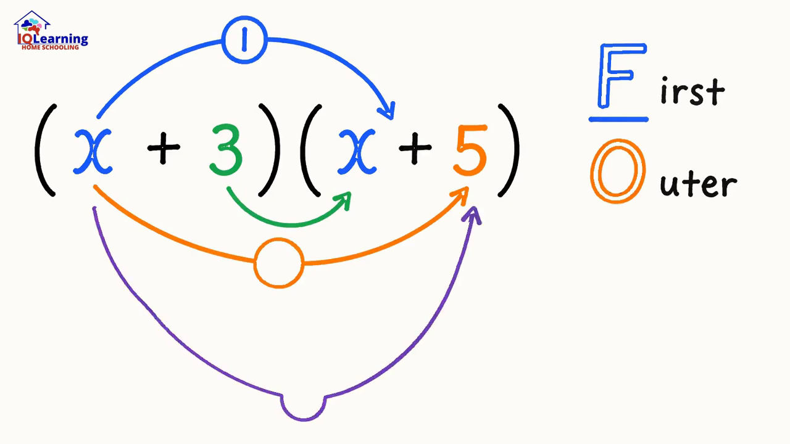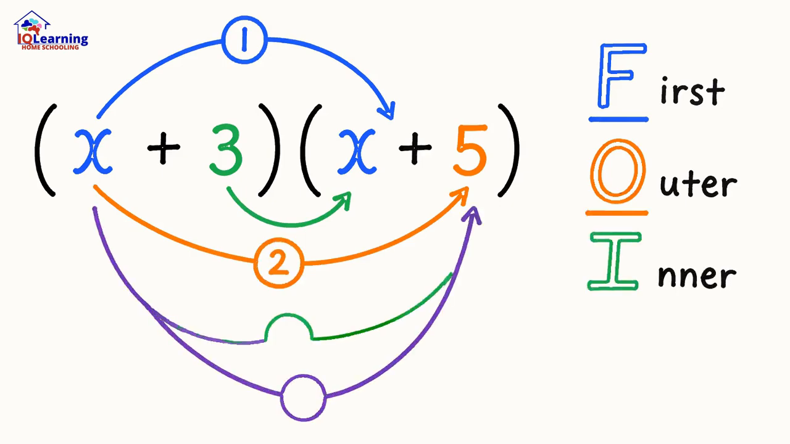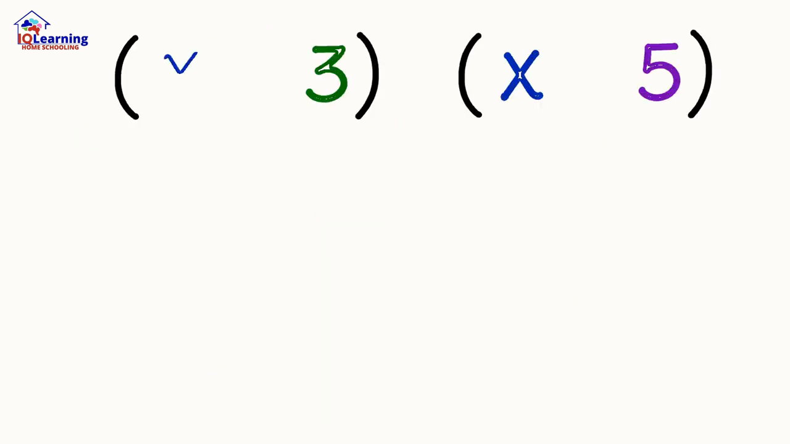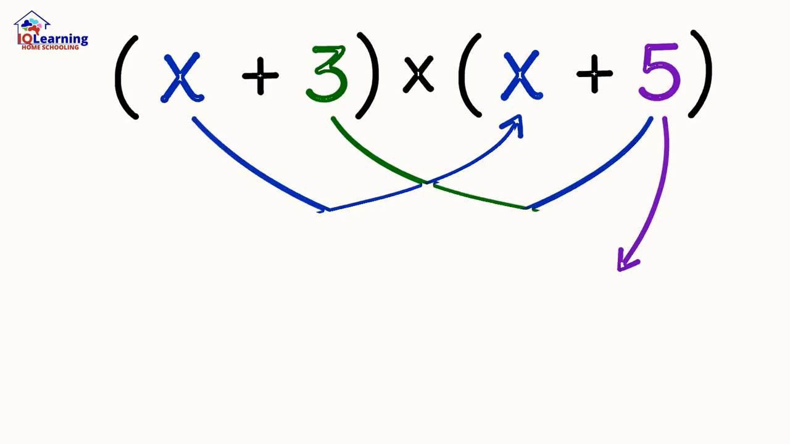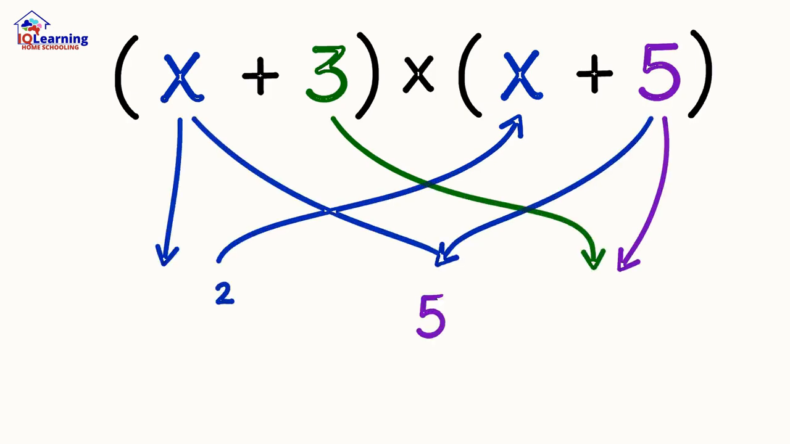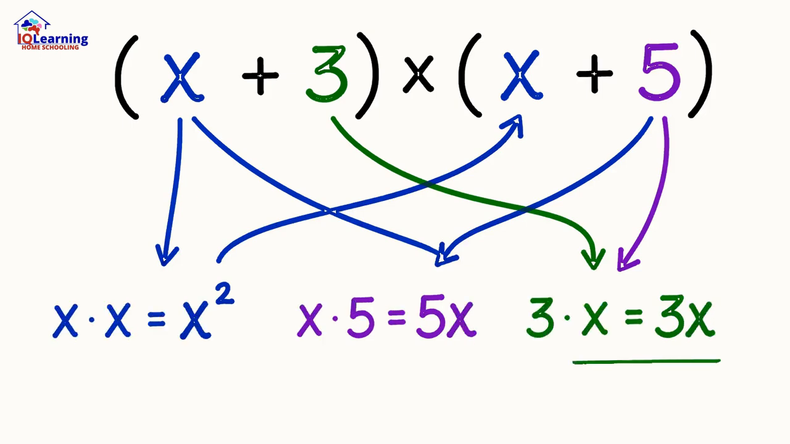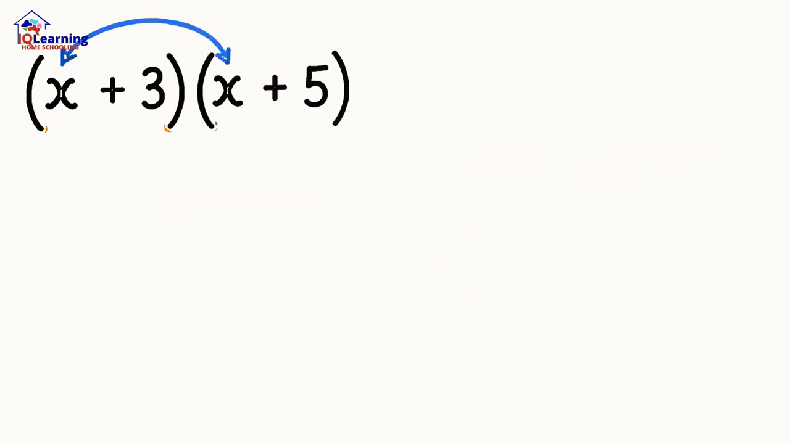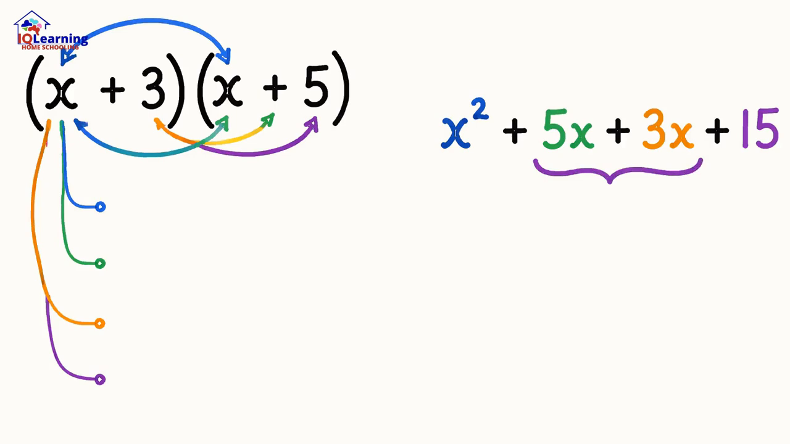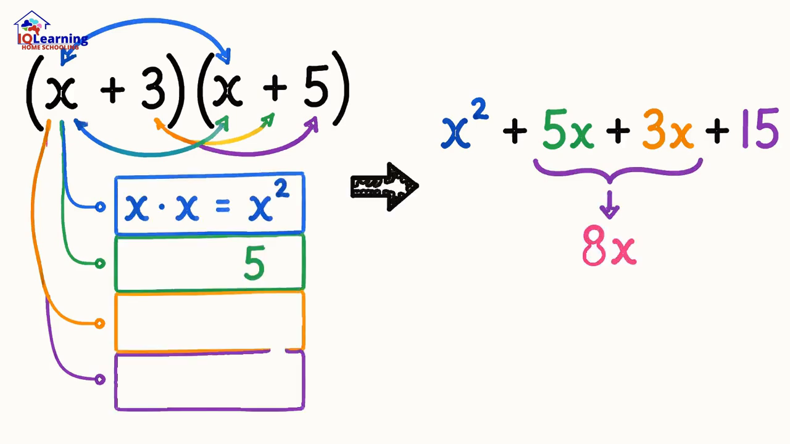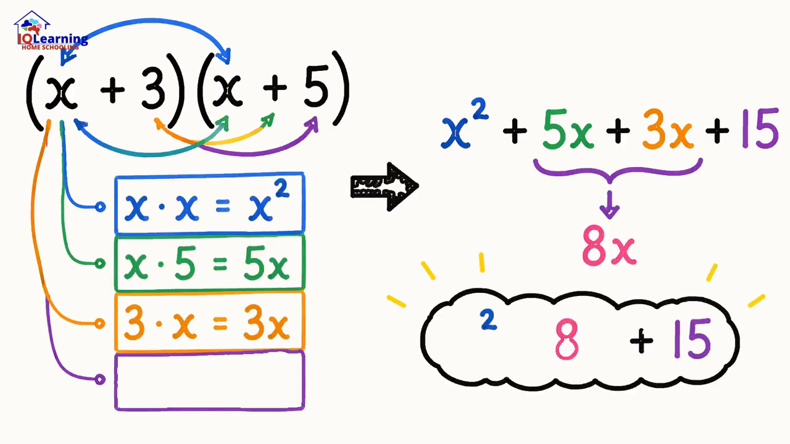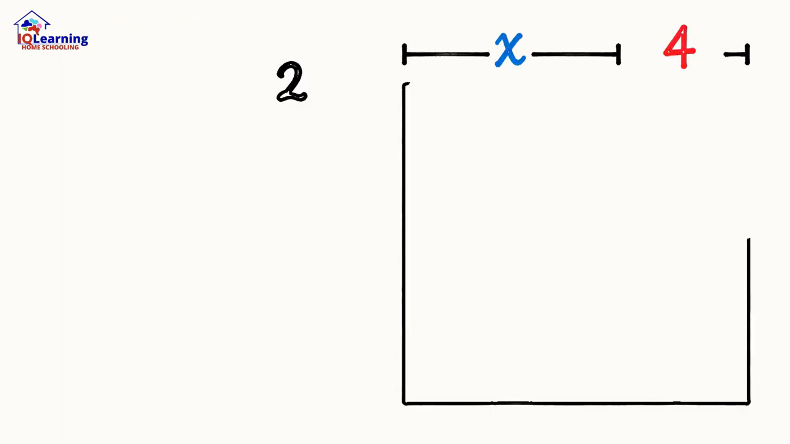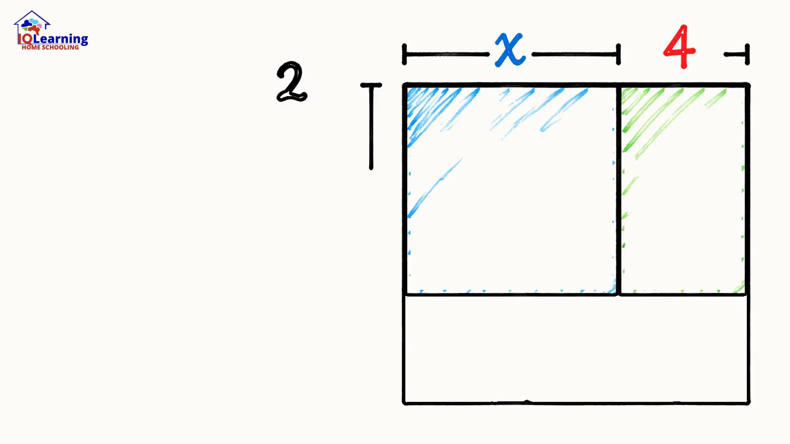To keep track, we use a handy acronym, FOIL: first, outer, inner, last. For x plus 3 times x plus 5, the firsts are x times x, giving x squared. The outers are x times 5, for 5x. The inners are 3 times x, for 3x. And the lasts are 3 times 5, which is 15. Add them all up and simplify the middle terms, x squared plus 8x plus 15. Done! Once you get comfortable with FOIL, you start to see powerful shortcuts.